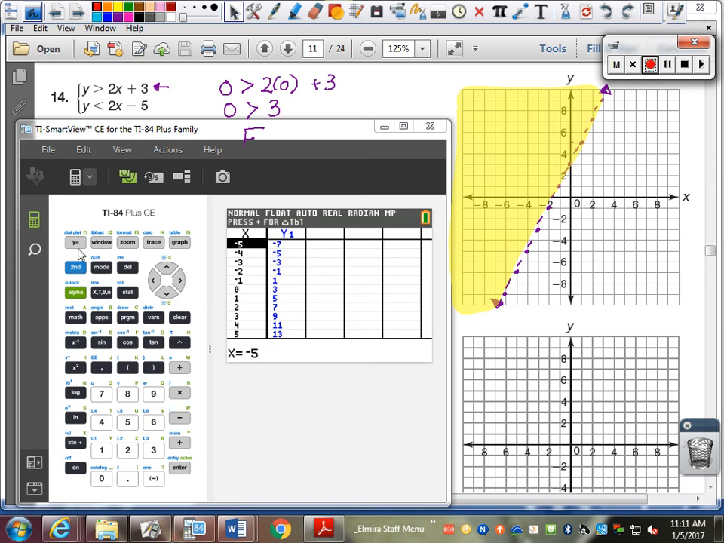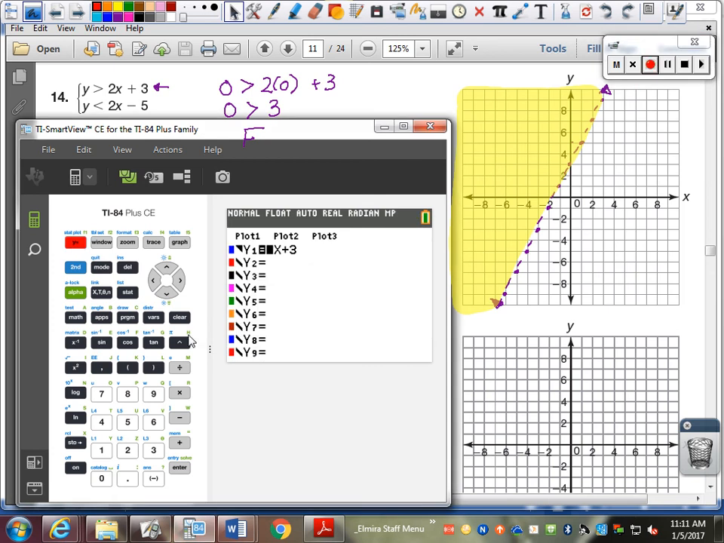Okay, now I'm going to graph the other inequality. So go back to my y equals. 2x minus 5. Whoops, not the times symbol. 2x minus 5. What do I notice about both of these inequalities? They both have a slope of 2. Something special is going to happen here.